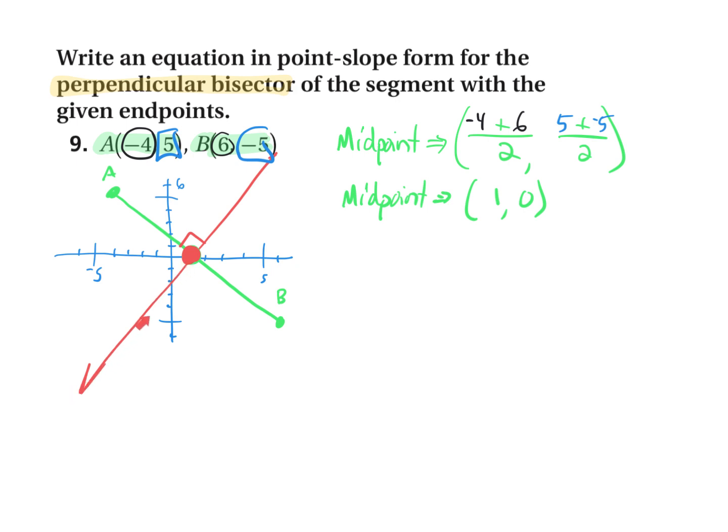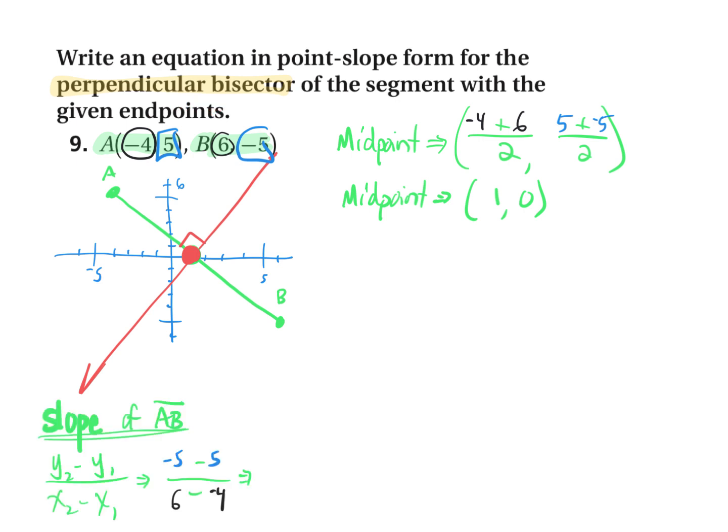Now we need to find the slope of the red line. Remember, to find the equation of a line in point-slope form, we'll need to know a point on that line, which we have with the red point 1, 0, and we need the slope of the red line. Well, how will we find the slope of the red line? We know it's perpendicular to the green one. So if we know the slope of the green segment, then we can determine the slope of the red perpendicular bisector.